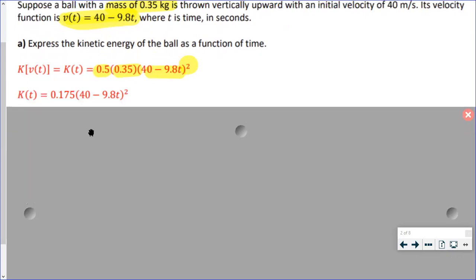So when we simplify the 0.5 times 0.35, we get 0.175 times (40 minus 9.8t) squared. Now, the terms in the brackets are algebraic, and there's no greatest common factor that we can take out to combine with the 0.175. So that is going to be our formula for the kinetic energy of the ball. This question was just relating to the formulas we were given.